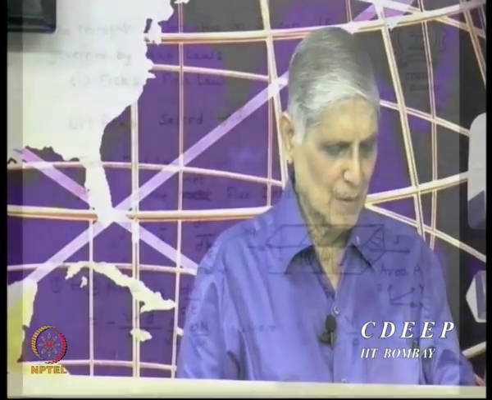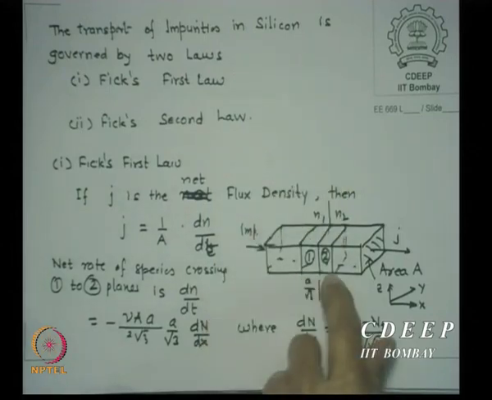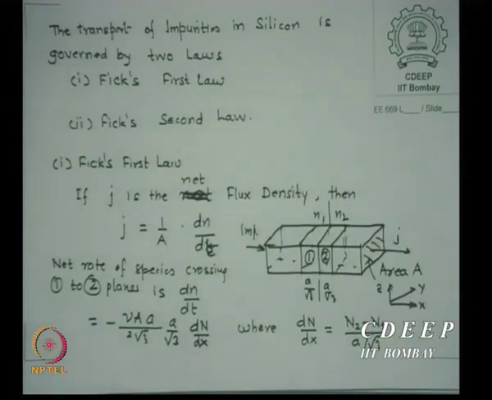There are two laws of diffusion: Fick's first law and Fick's second law. As I said, we will derive them or I will leave it to the posting. What does Fick's first law say? Let us say there is a semiconductor bar. It has two planes, a by root 3 by a by root 3. I am just showing a figure for this law's statement.